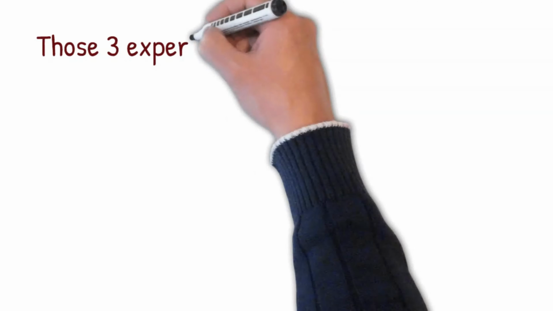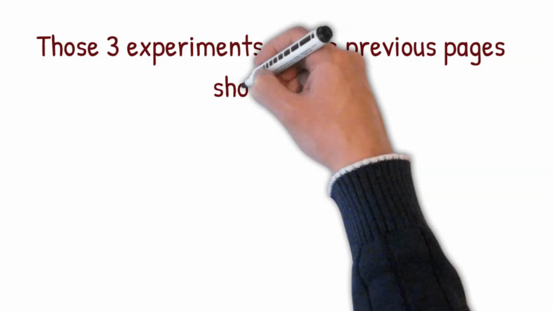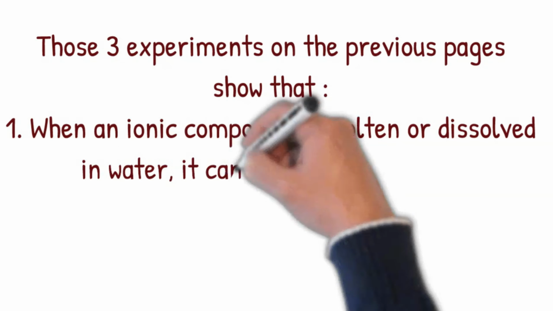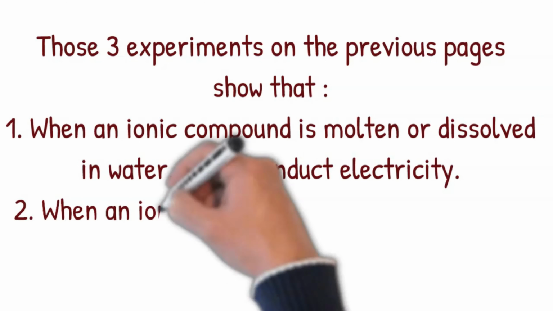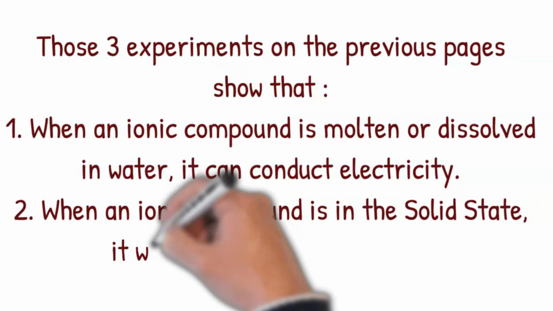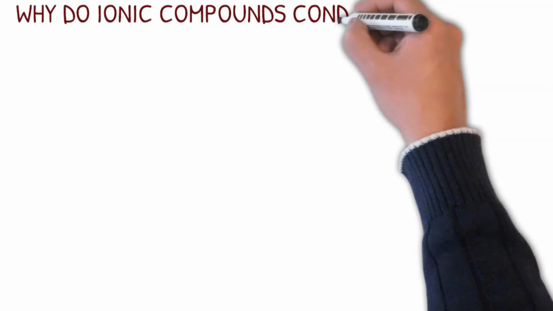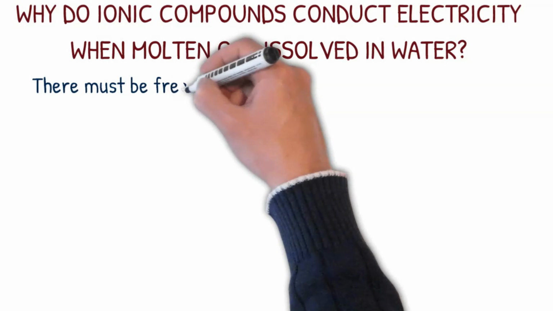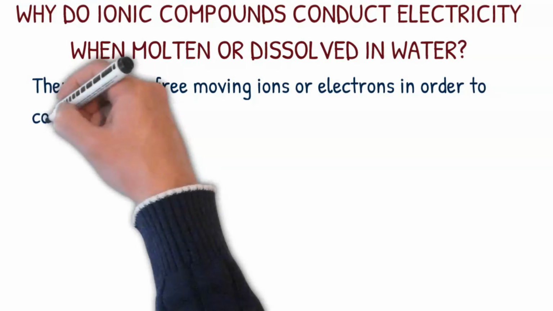Those three experiments on the previous pages show that when an ionic compound is molten or dissolved in water, it can conduct electricity. When an ionic compound is in the solid state, it will not conduct electricity. Why do ionic compounds conduct electricity when molten or dissolved in water? There must be free-moving ions or electrons in order to conduct electricity.